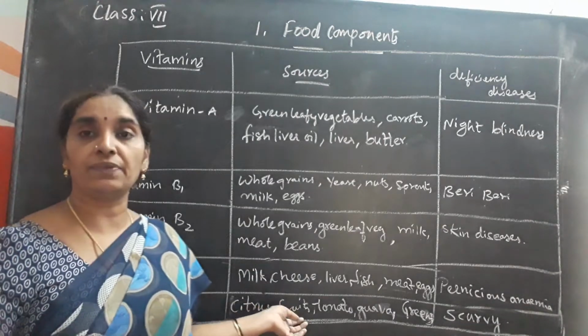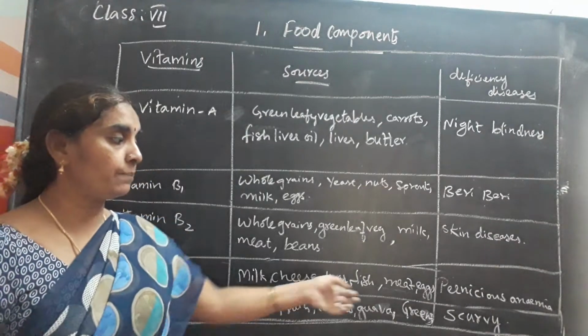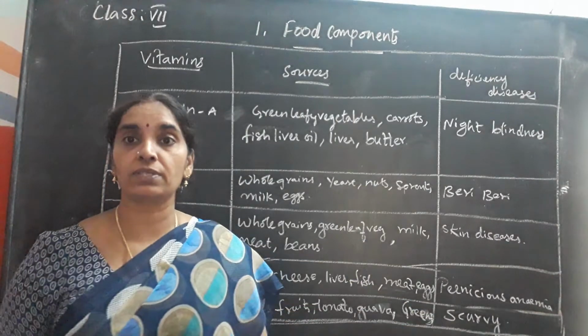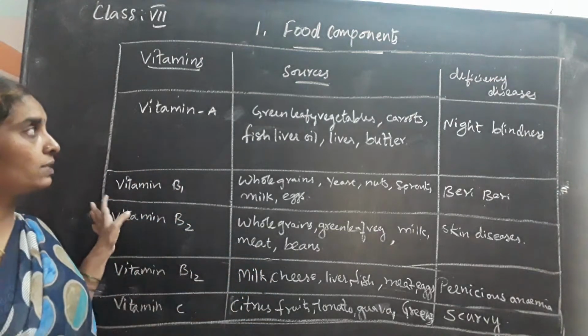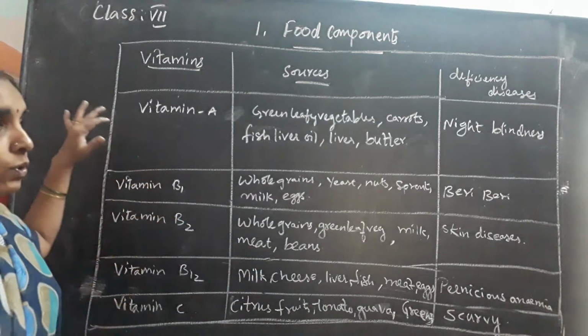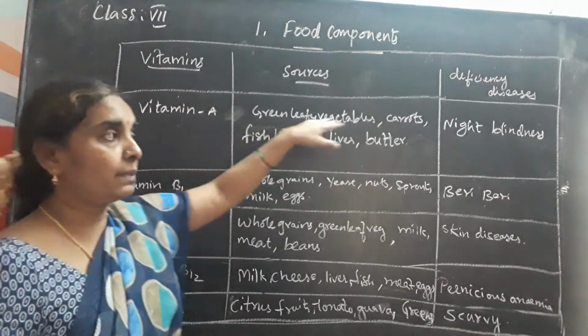So the green leafy vegetables also enhance the vitamin C content in our body. And if it is deficient, you suffer from the scurvy disease. So next, coming to vitamin D. Before going to vitamin D, I'll say, so what is night blindness?